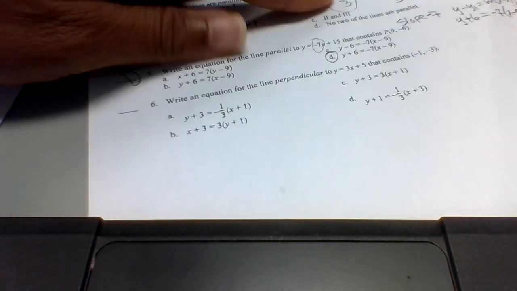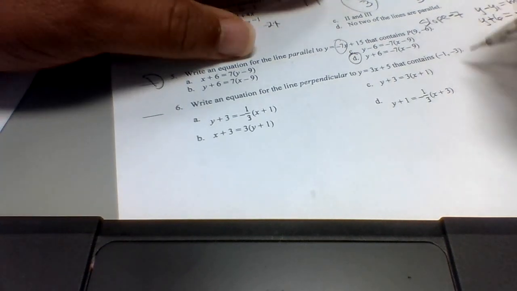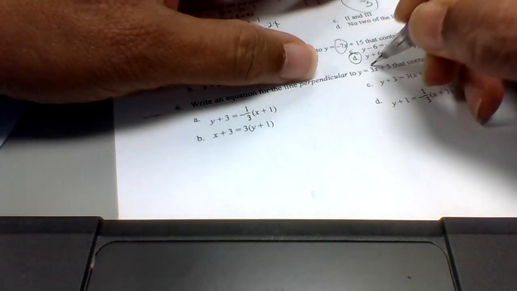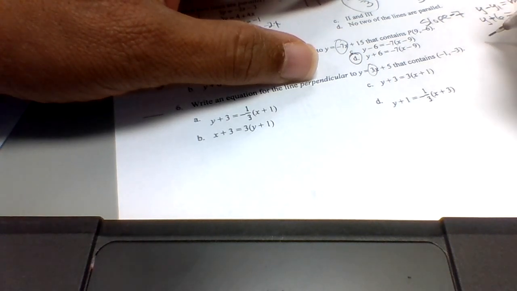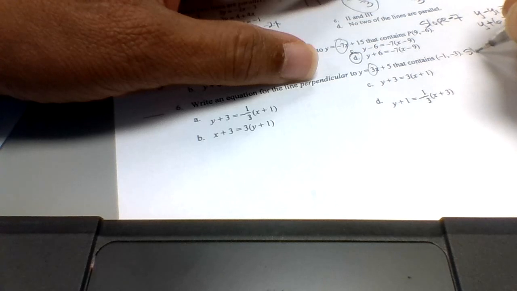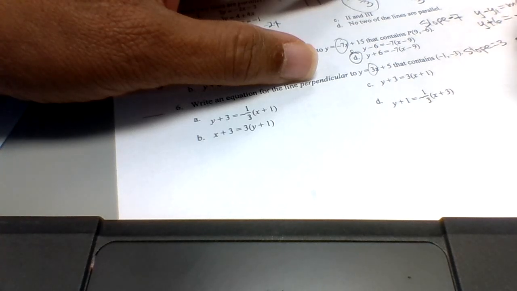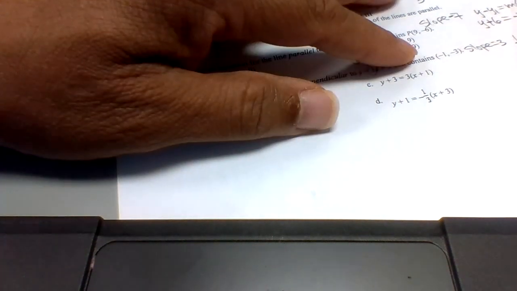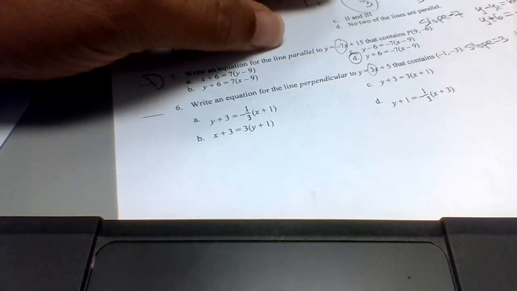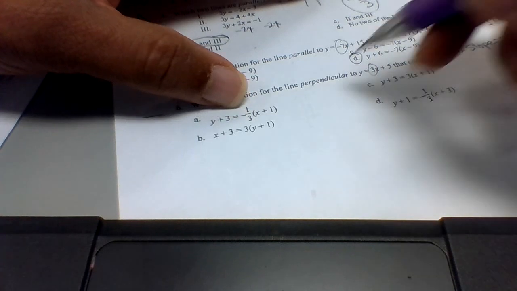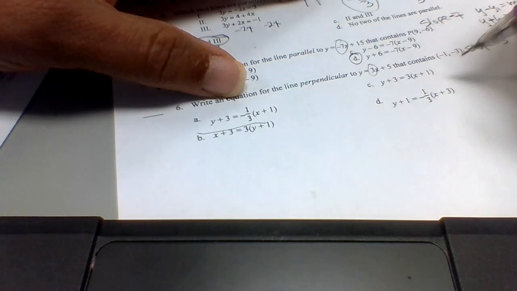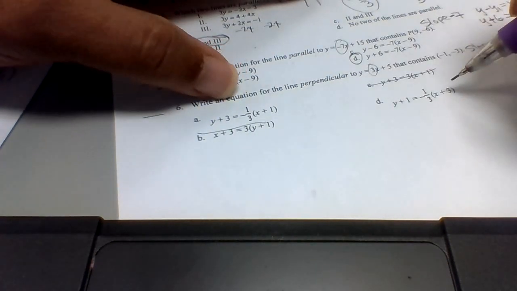And then problem number 6, perpendicular. In this problem, my slope is 3. So the perpendicular slope is going to be the opposite, so that's negative, and the reciprocal, so -1/3. So I'm looking for this as my slope. That would eliminate B, and that would eliminate C.